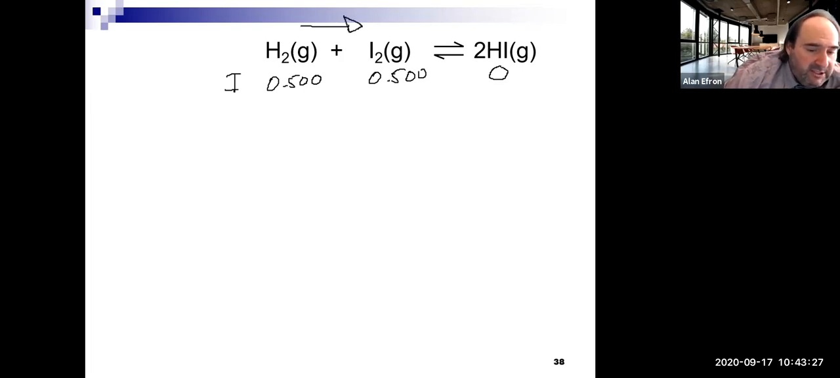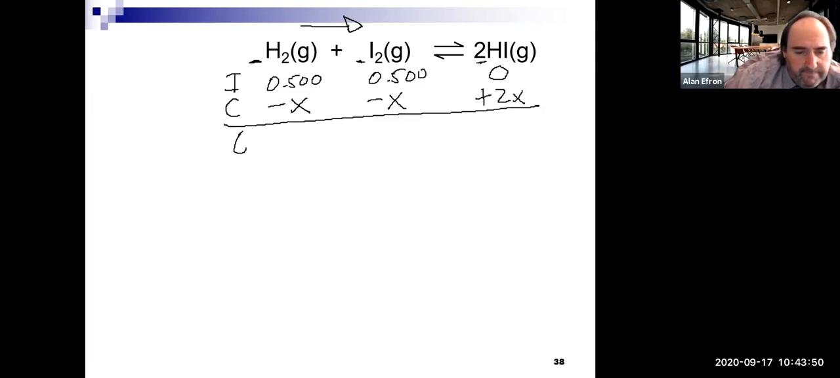And that's important for the change part. That means that we should have minus x, as our reactants should be decreasing. Minus x, again, the coefficients are 1s here. On our product side, it should be increasing, so that's going to be plus 2x, again for the coefficient there, for the stoichiometry. And that means that at equilibrium, we have 0.5 minus x, 0.5 minus x, and 2x. Any questions on the ICE table, where all the numbers came from, or any of those things?